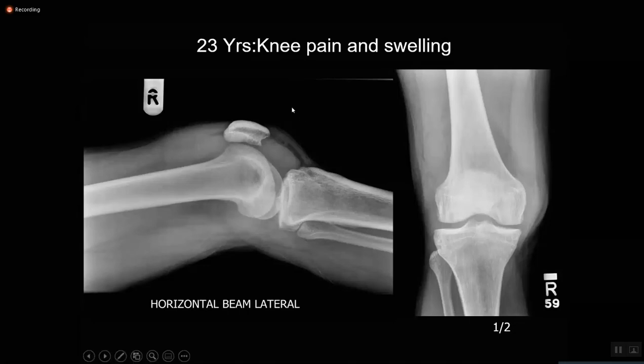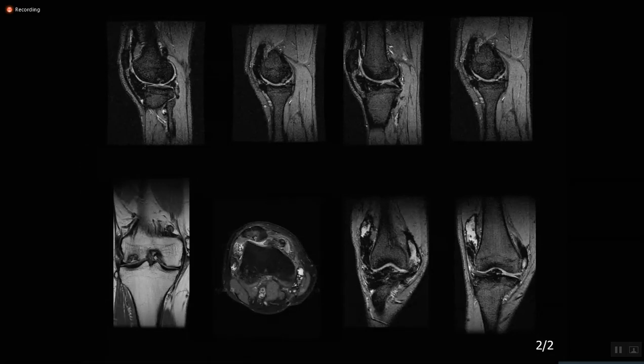Okay. This is a 23-year-old. What do you think is happening in this knee joint? There's a large joint effusion, and there is no history of trauma. What comes to your mind? A hemarthrosis. What will you do next? An MRI. So this is the MR.